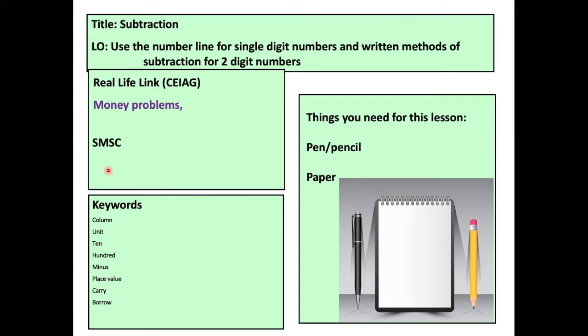Keywords include column, unit, 10, 100, minus, place value, carry, and borrow.